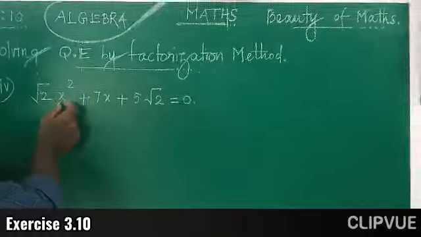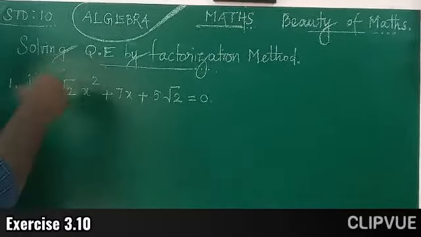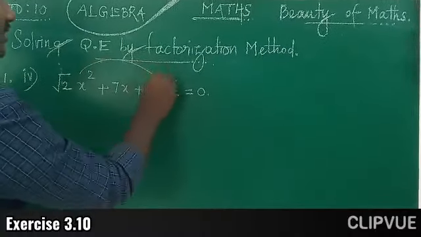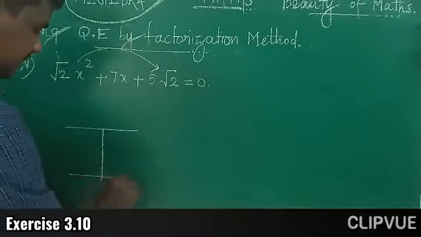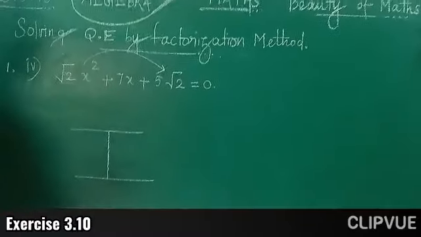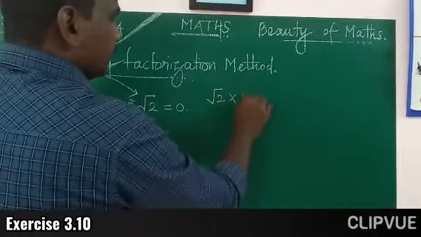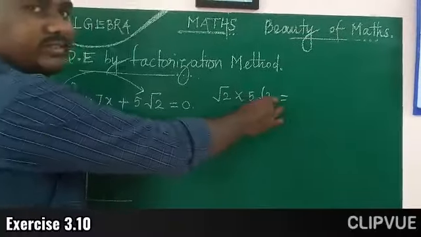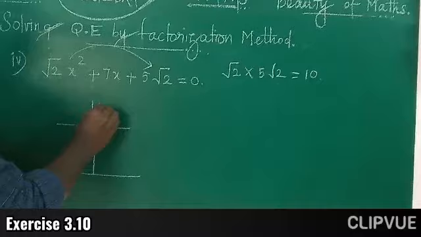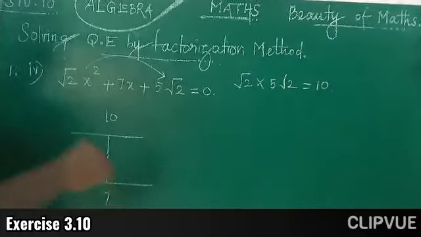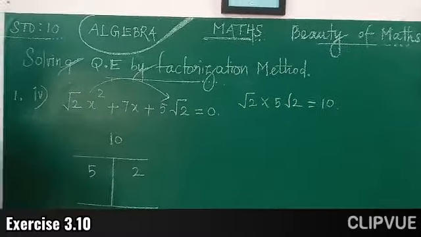So you know one thing here, the coefficient of x square, that is the leading coefficient, is other than 1. If we have the leading coefficient other than 1, we multiply it by the constant term. So this root 2 into 5 root 2 becomes the product of the two numbers. Root 2 into root 2 is equal to 2 and 5 into 2 is equal to 10. So the product of the two numbers is 10. The sum of the same two numbers is 7. What are they? 5 into 2 is 10. 5 plus 2 is equal to 7.